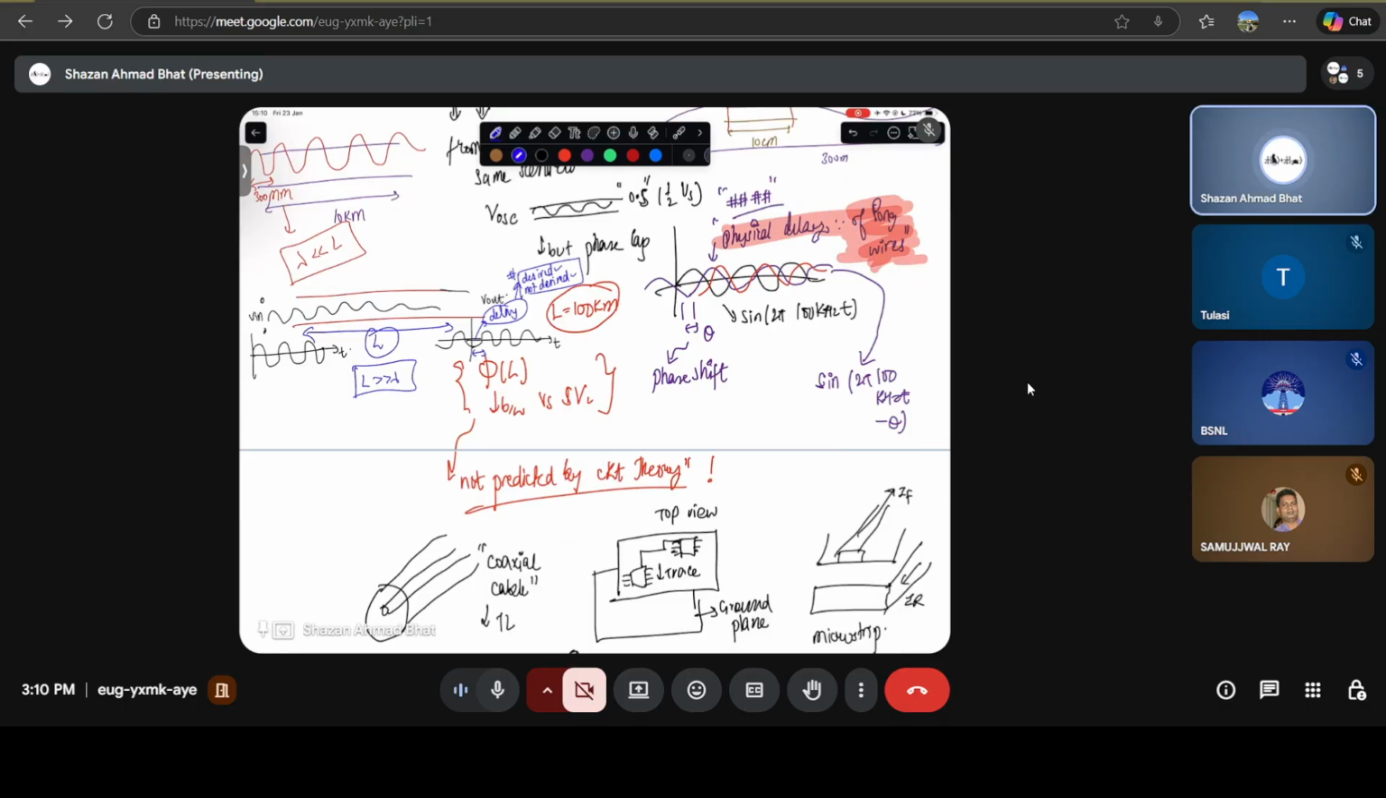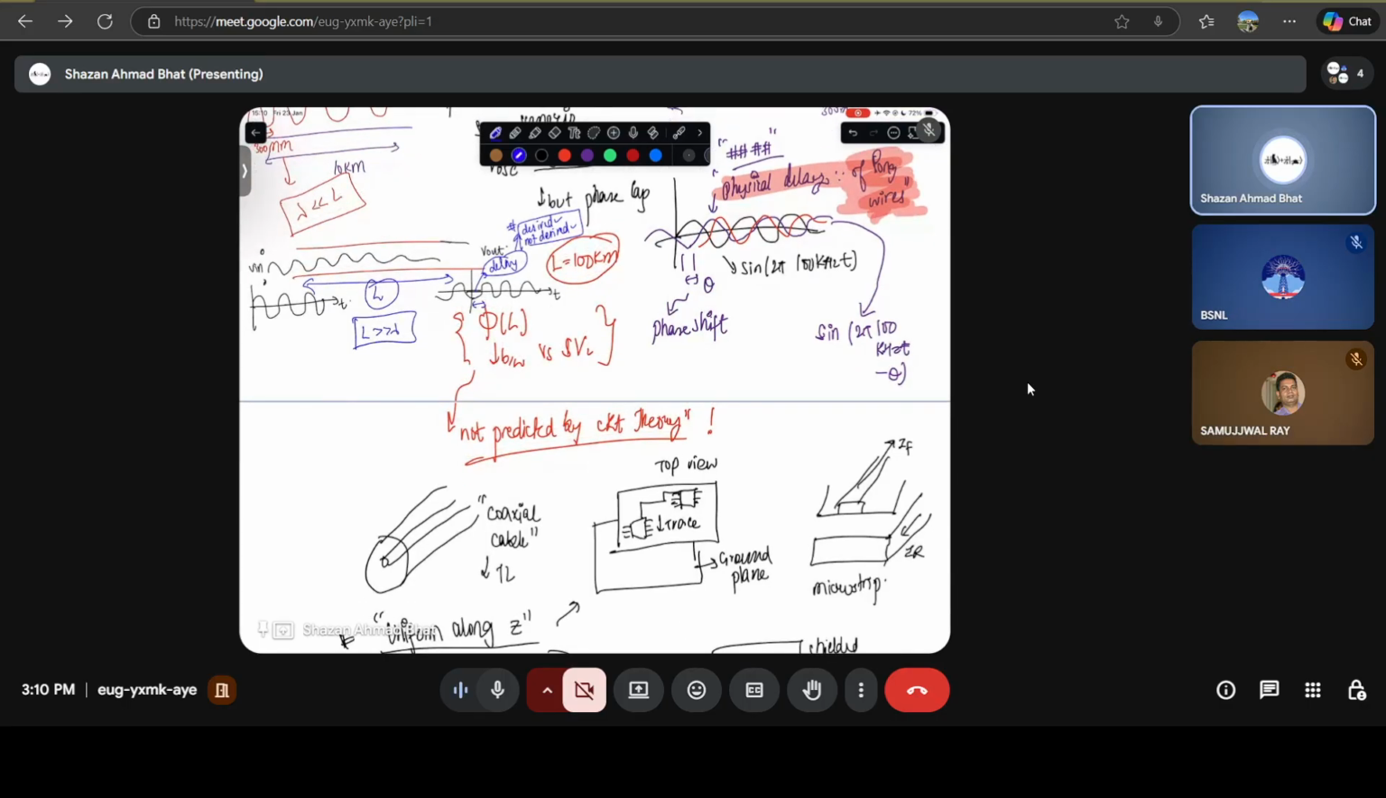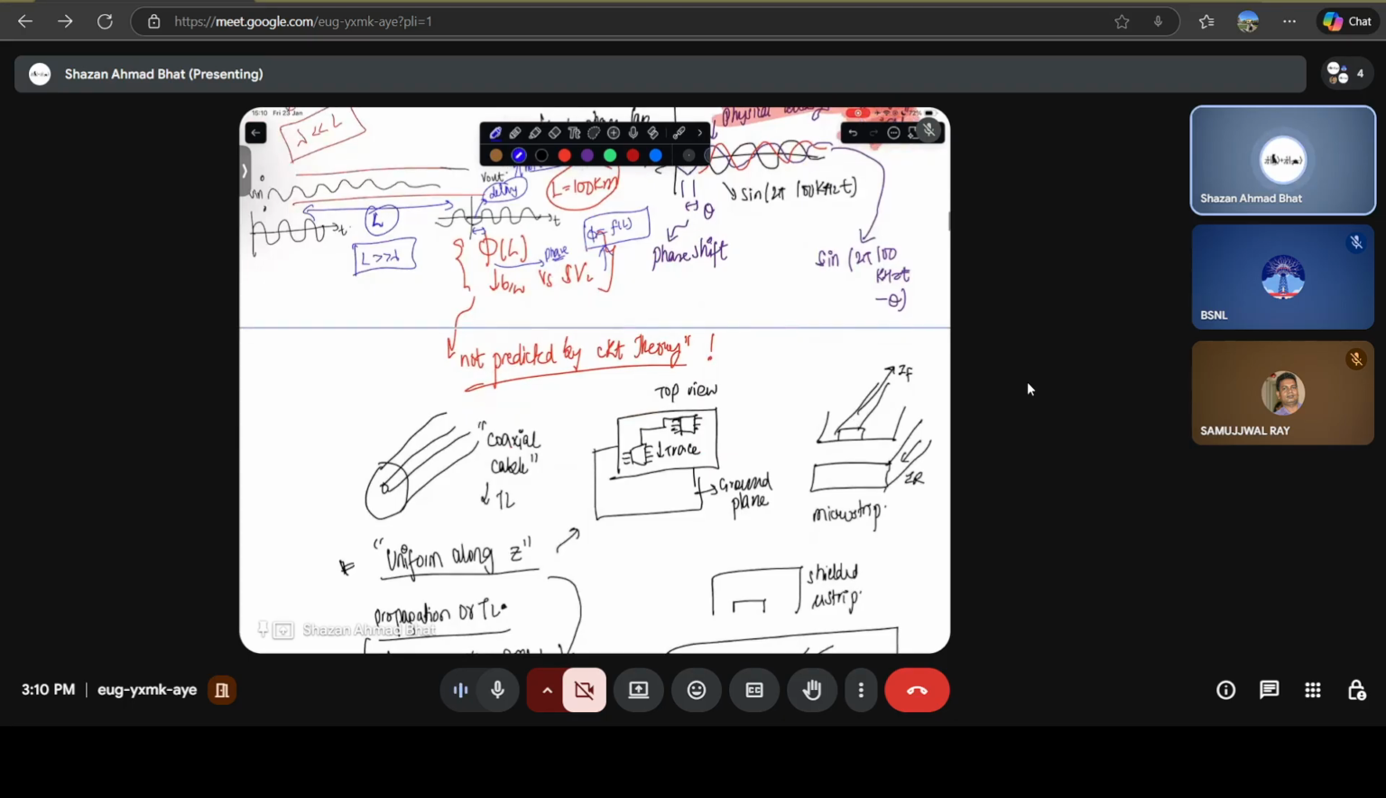When the delay between the waves happens, this is associated with the phase of the wave. This phase is phi, and it becomes a function of length. That means the length of the transmission line. So now, based upon this length, you can play with the electromagnetic waves. You can play with their phases.